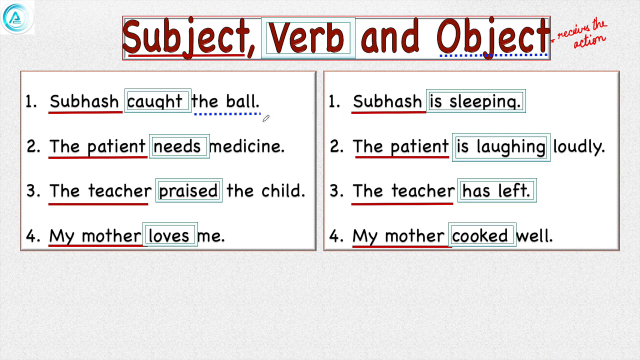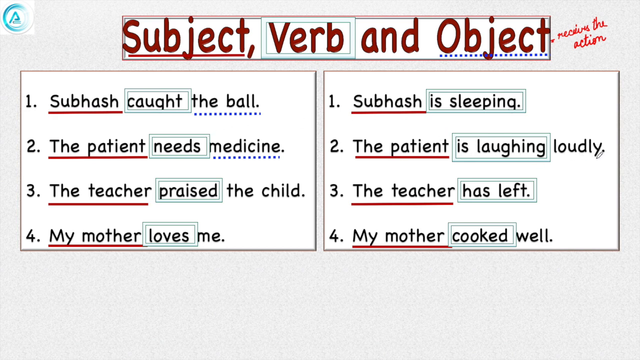Now it is clear that an object is a word which receives the action. In the second sentence, the patient needs what? The patient needs medicine. Medicine is the object. It is receiving the action from needs. Here, the patient is laughing loudly.